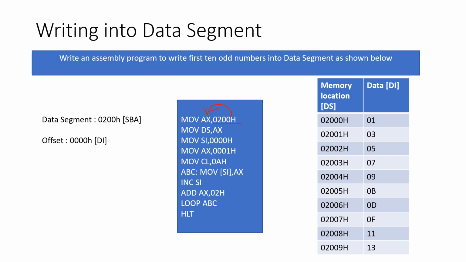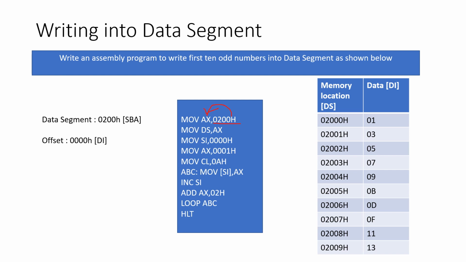Next, we increase the index, so the next address location is pointed to here. Then I'm adding 2 to the accumulator. Why? Because I want to move to the next odd number. The odd number next to 1 is 3, so I'm incrementing by 2. And then I'm looping this. This loop will run 10 times. After executing 10 times, the counter value will get to 0. Once it is 0, this program will be halted. That's it. It will not run any further.